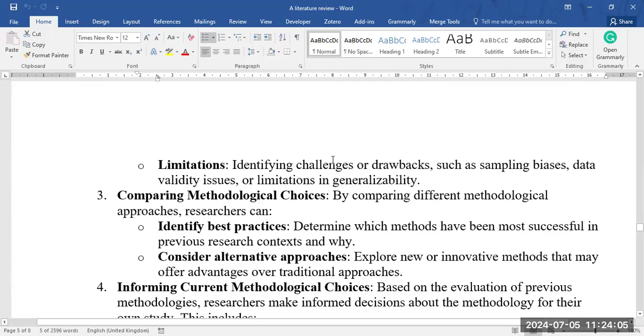Limitations also. So identifying challenges or drawbacks such as sampling biases, data validity issues, limited generalizability. These are some limitations also. Researchers sometimes mention in their research that they had some challenge. Sometimes they may say it is due to the sample, right? Sample is another section we will discuss.